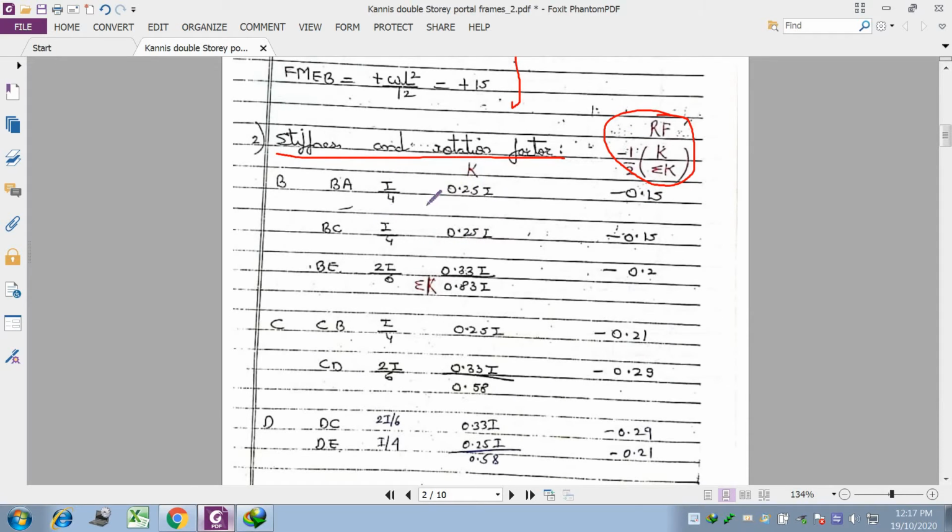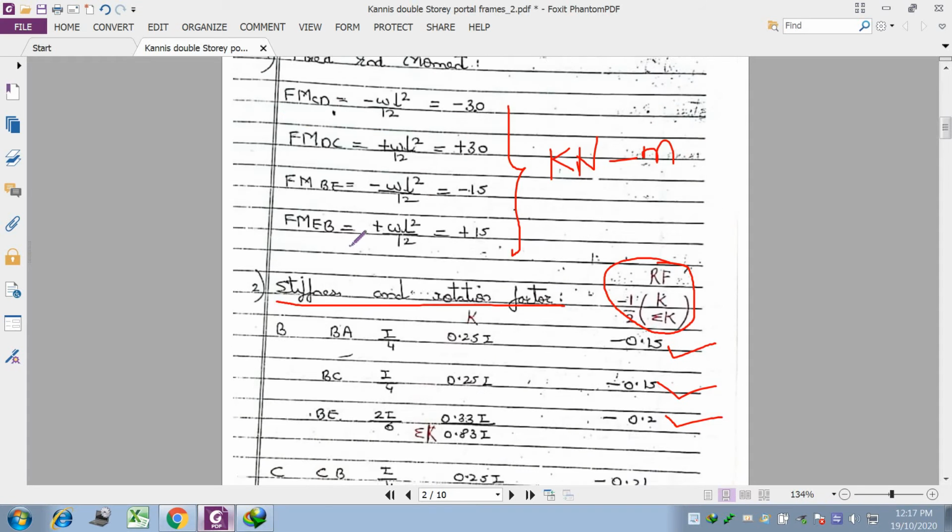So the K will be calculated for each member at the respective joint, and we have to use the formula, put these values into the formula and get the final value. So BA will be minus 0.15, then minus 0.15, then minus 0.2 for BA, BC and BE.